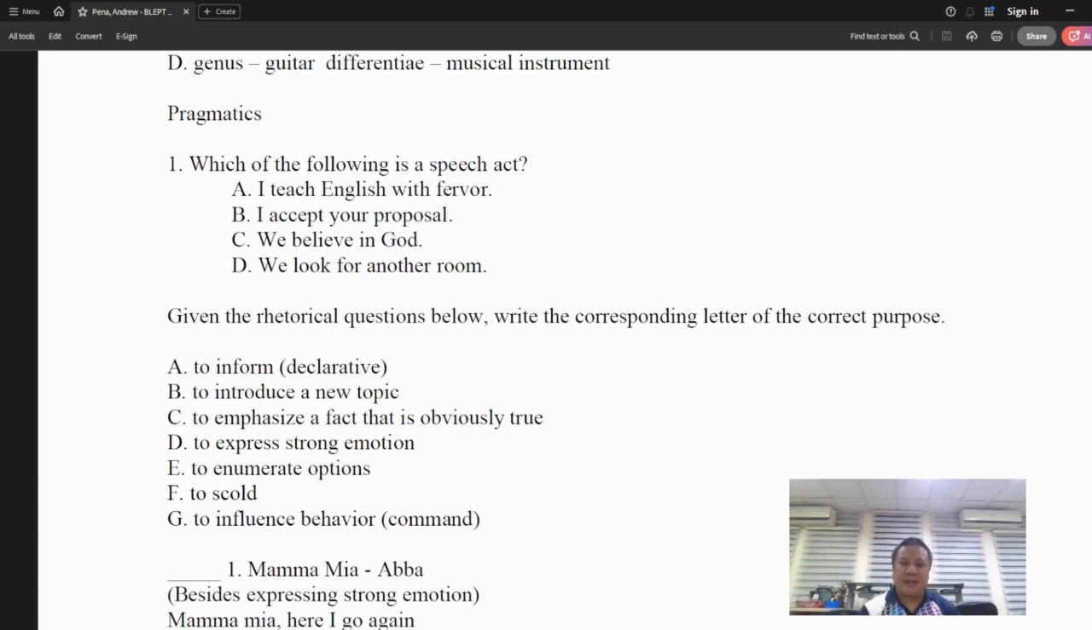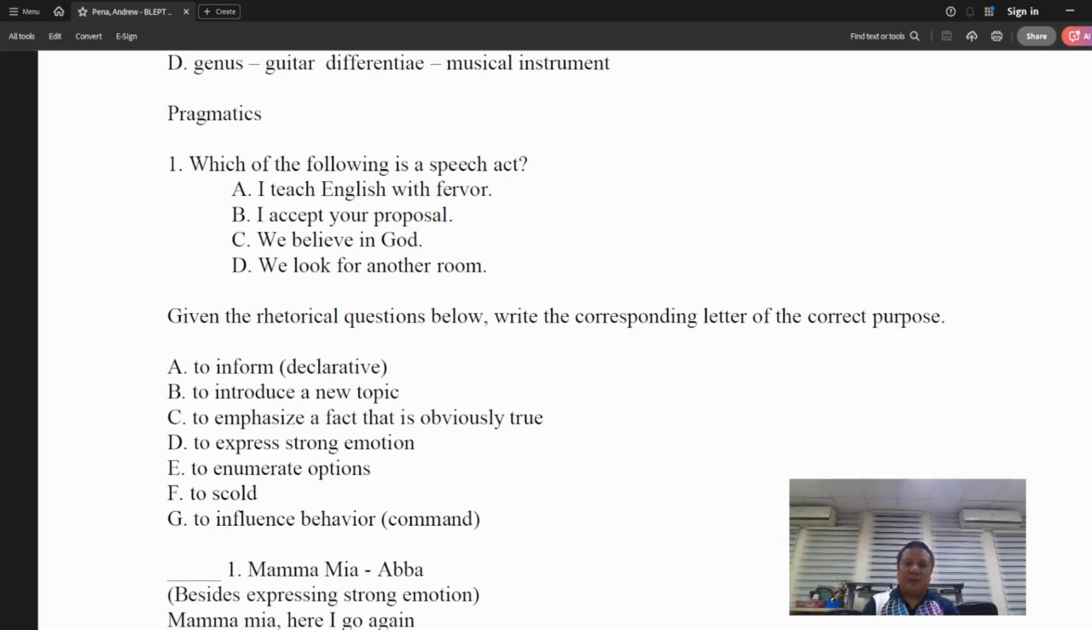Now, a speech act is basically an act that is done by simply saying it. So the correct answer is B. I accept your proposal. By just saying it, you're already accepting the proposal.